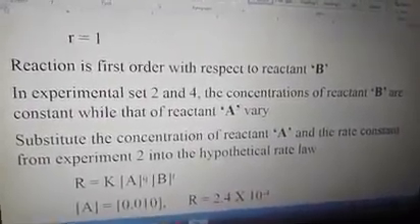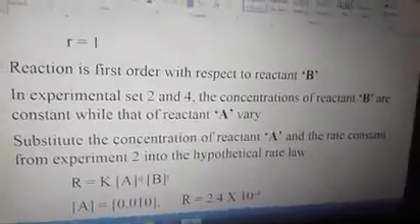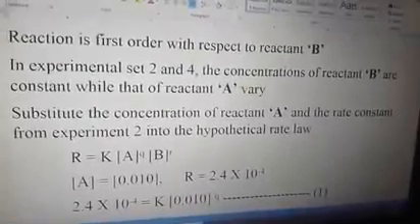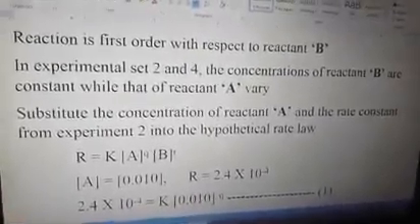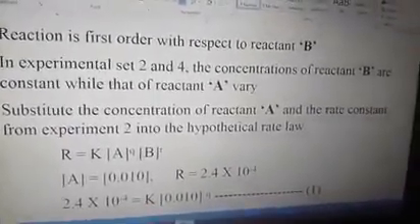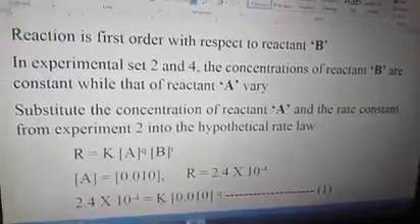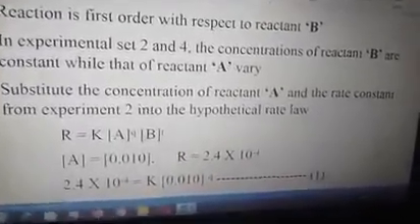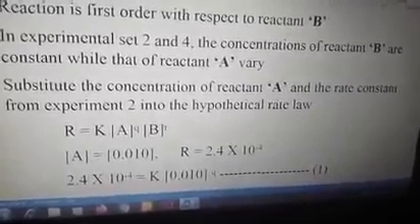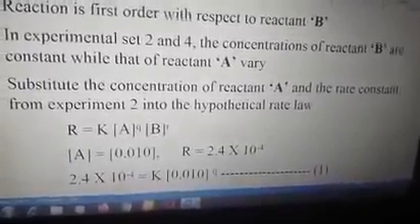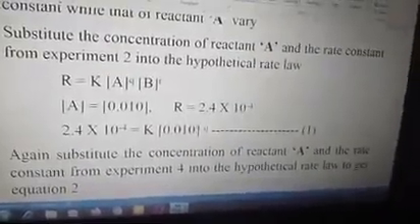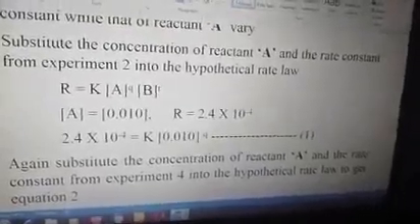So we're going to find Q, which is the order with respect to A. To find Q, we go to the table again. We'll look at experiments 2 and 4. In experiments 2 and 4, the concentration of reactant B is constant, while that of A varies. Substitute the concentration of reactant A and the rate from experiment 2 into the hypothetical rate law, which is R equal to K, A raised to the power Q, and B raised to the power R. So we pick experiment 2 first.